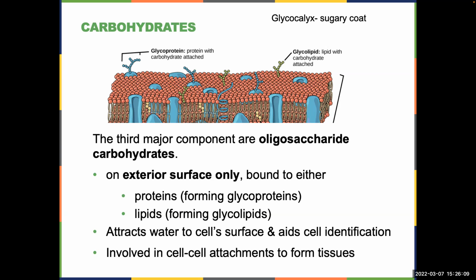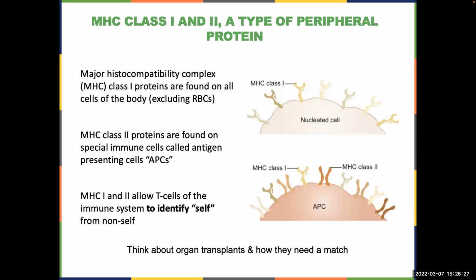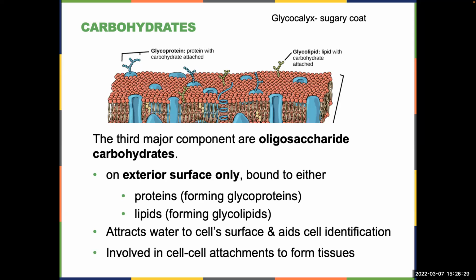these will be on the exterior surface only. So please don't confuse this with peripheral proteins. Peripheral proteins can be on the top or the bottom, right? Outside or inside, on either surface. But the carbohydrates will only be on the exterior surface. This is to help either bind proteins and form glycoproteins. They could be bound to lipids, forming glycolipids.